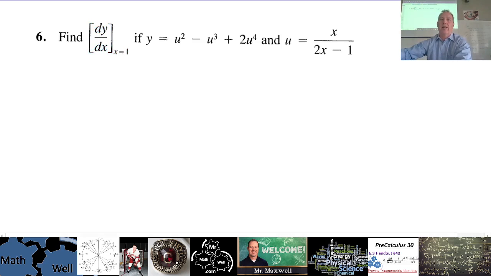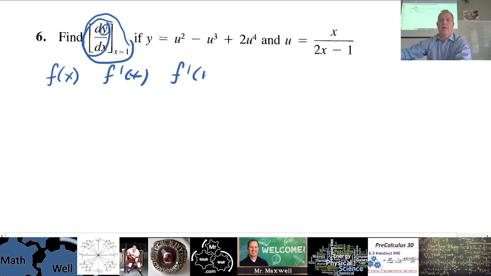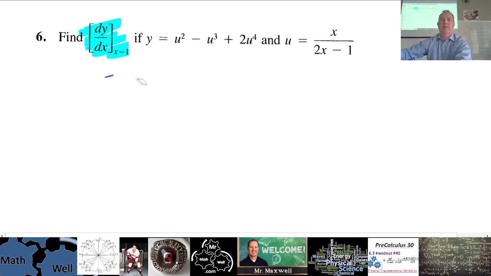So it's kind of like if the y function was in function notation, then this derivative would be f prime of x, and then this whole thing would be the same as f prime of 1. Okay? So that's really what this is. This right here is the same notation as this: the derivative of the function evaluated at x equals 1. Those are the same.